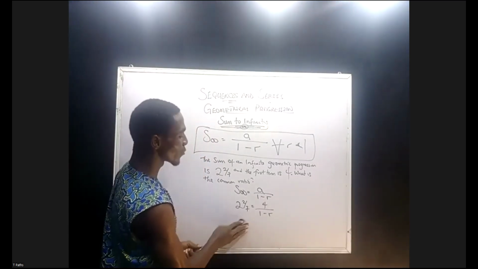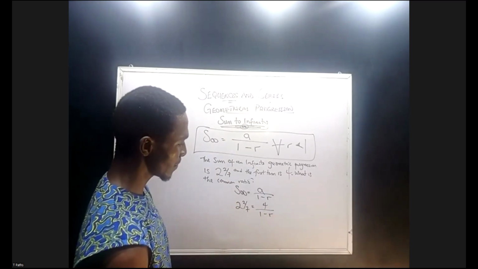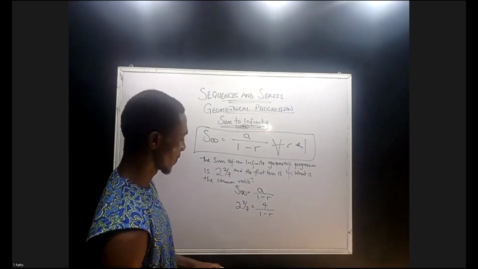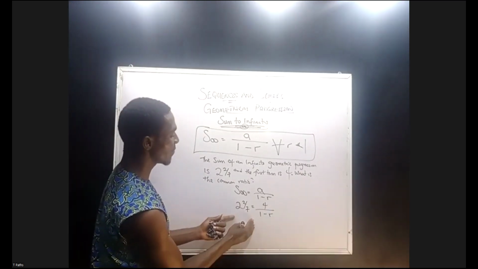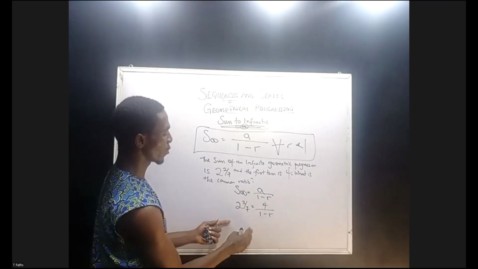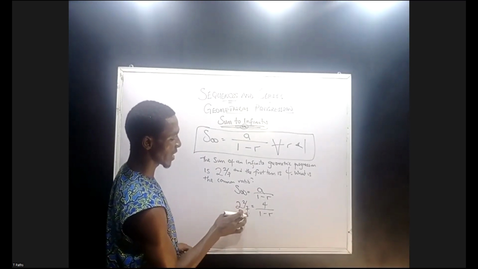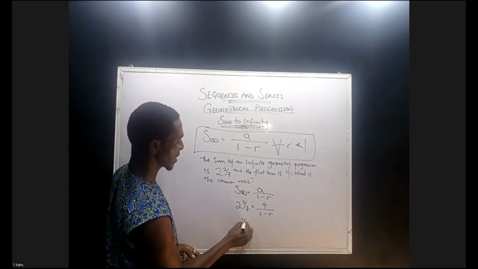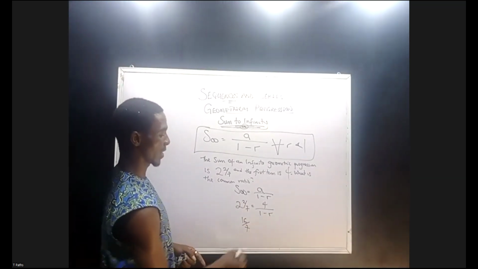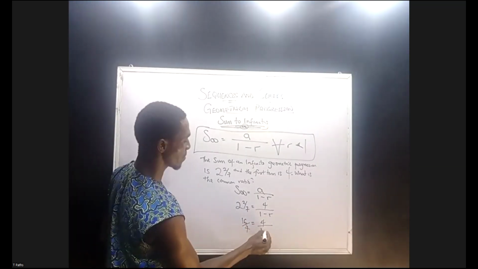Is it well clear up to this point where I have introduced those values into my formula? Yes, sir. Now I can proceed. Convert every mixed fraction into an improper fraction. That is, you multiply this 2 with 7, then add it to this 2. You end up having 16 over 7 equals 4 over 1 minus r.